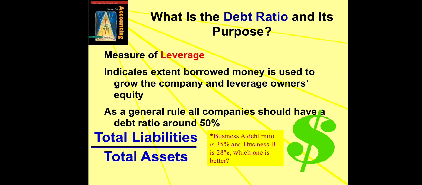Let's say you see the small yellow box. Business A debt ratio. Let's say you calculate the debt ratio. Business A debt ratio is 35% and business B is 28%. So now, which company is better in terms of debt? In this example, for this ratio, the lower the ratio, the better the business or company in terms of debt. So if you compare two companies, business A and business B, the lower the debt ratio, the better the business. So business B is better in terms of debt compared to business A.